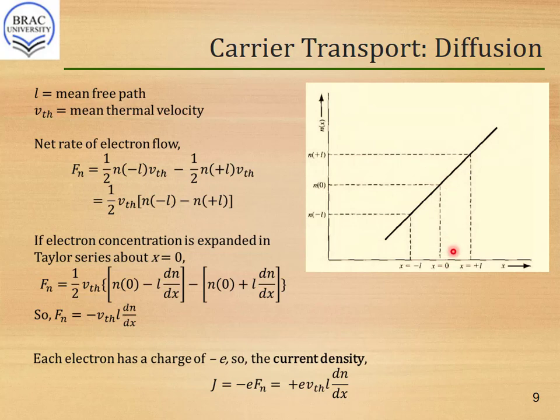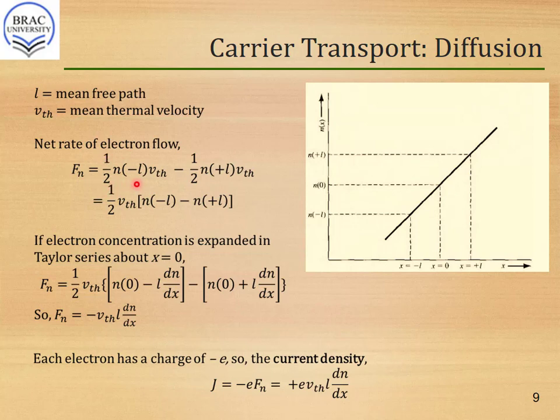First of all, let's consider the electrons coming from x equal to minus L position. At x equal to minus L position, electron concentration is n of minus L. Here you can see half of these electrons will pass in the right direction and move through the x equal to 0 plane. So we will consider half of this electron concentration, so half of n of minus L.